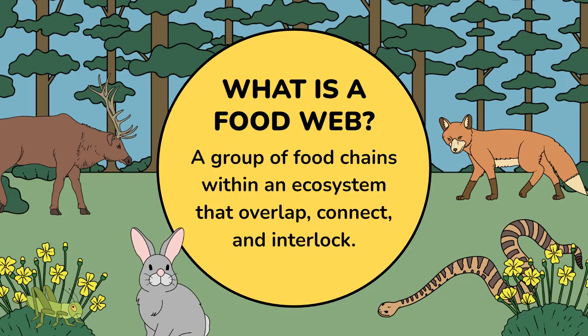So that kind of leads us to food webs. So a food web contains many food chains. So we know food chains are kind of a simple linear process of how energy goes from one organism to another. Well, a food web takes several different food chains within an ecosystem and kind of shows how they all overlap, connect, interlock. So you can kind of think of a food chain as being the thread, and you're using that thread and weaving it together to make an overall food web.